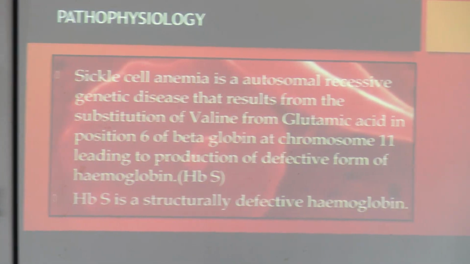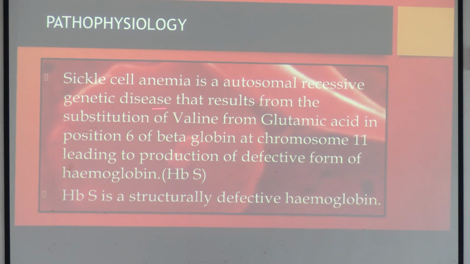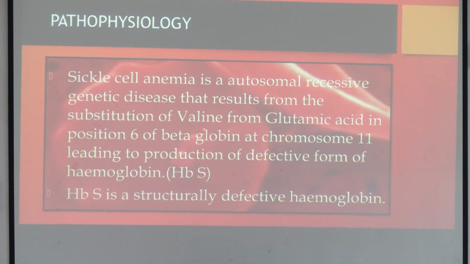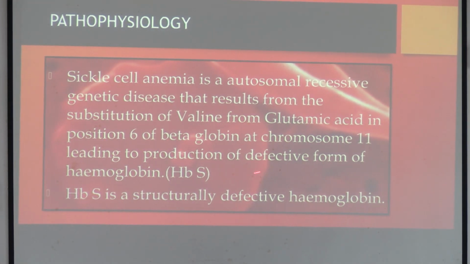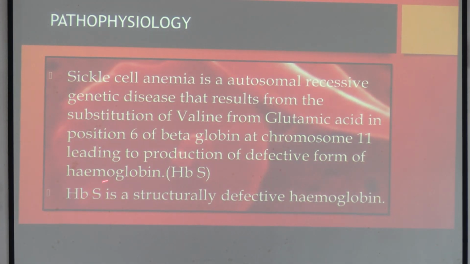So sickle cell anemia is an autosomal recessive genetic disease that results from the substitution of valine for glutamic acid in position 6 of the beta-globin chain at chromosome 11, leading to production of a defective form of hemoglobin. So hemoglobin S is a structurally defective hemoglobin, I told you earlier, just because of a single amino acid substitution in the beta-globin chain at the 6th position.